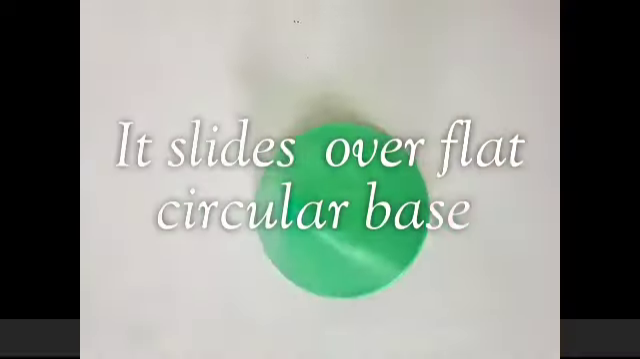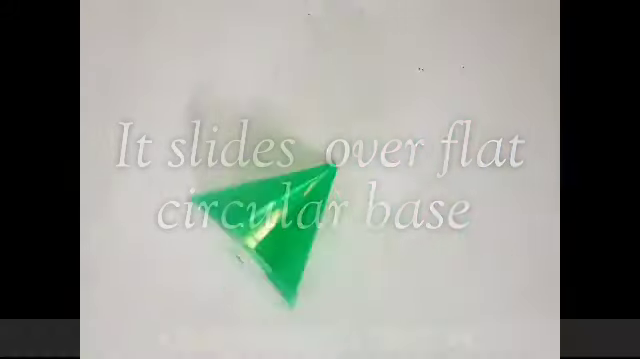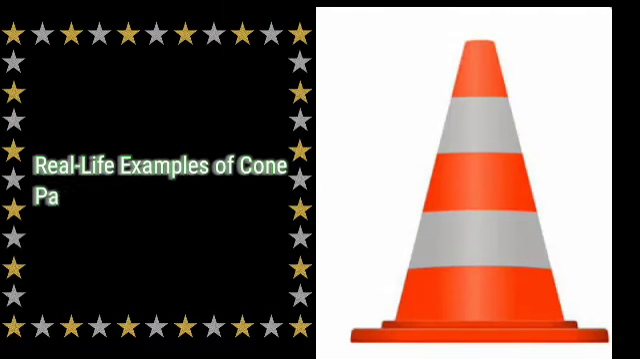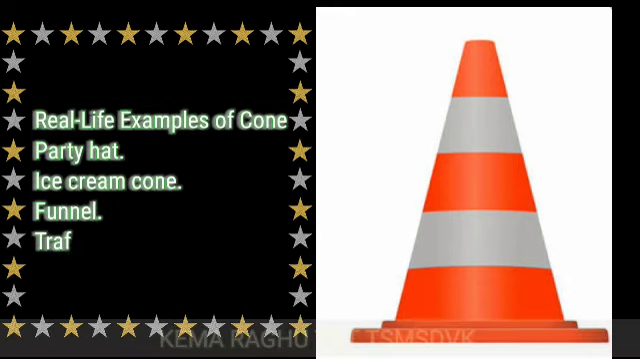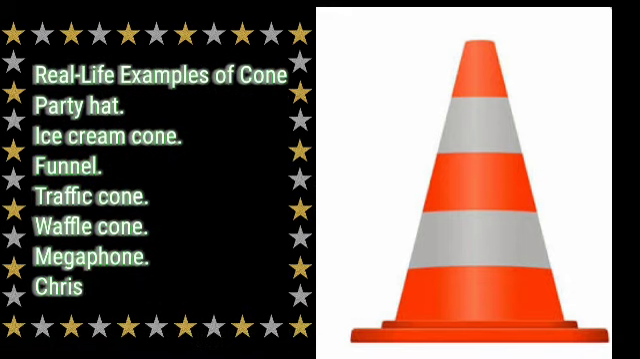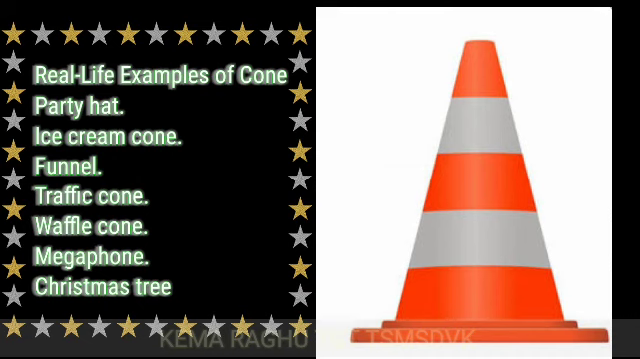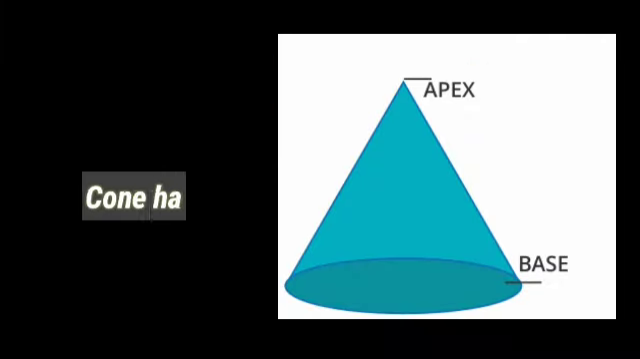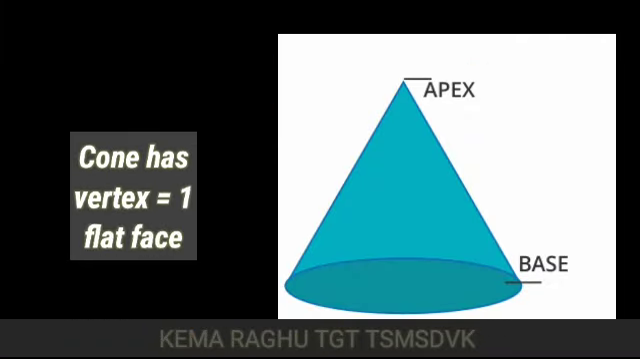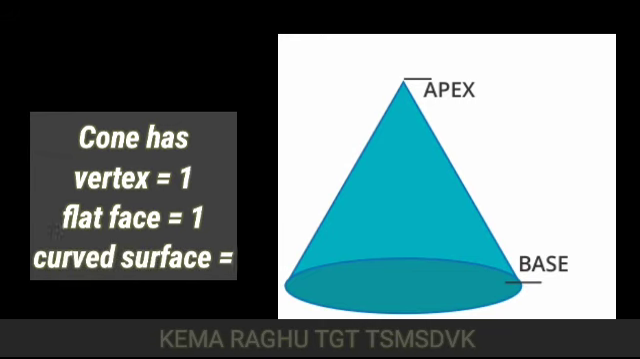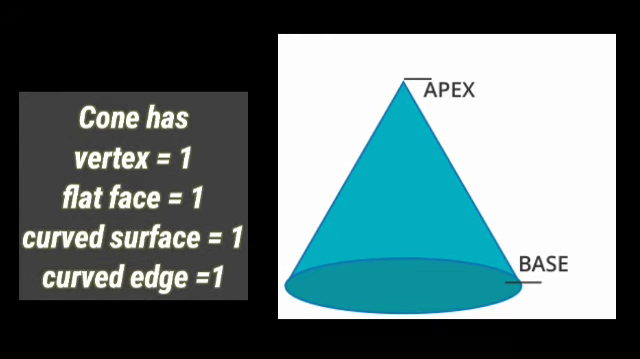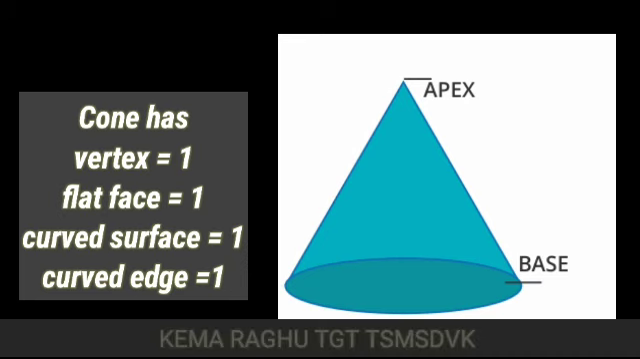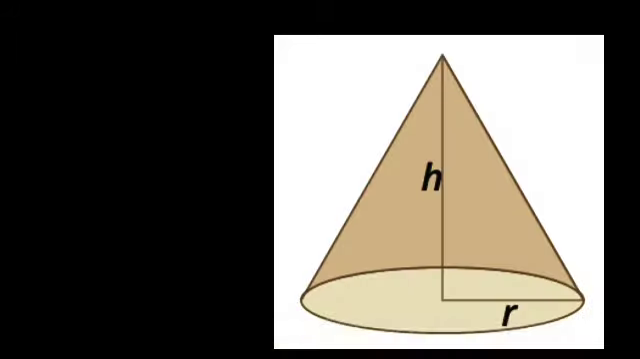It has a curved surface over which it rolls and a flat circular base over which it slides. In day-to-day life, you have examples like a traffic barrier, which is a cone shape, or a microphone, or you can look at a Christmas tree. It has only one vertex, which is called the apex, and a flat face, which is a circular base, and a curved surface, which is one, and a curved edge at the bottom.